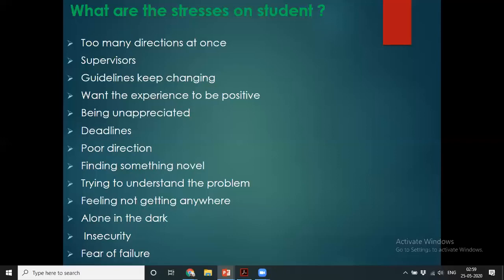The fear of failure means if you consider that you have to proceed in a certain way, always one thing will be in your mind: whether I'll be able to complete that work or not. That also makes a problem for the student, by which they also get stressed. So these are the things by which the student gets stressed while carrying out their research work.